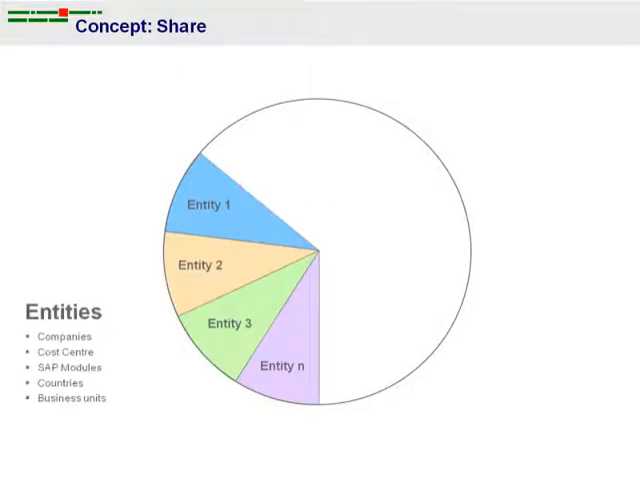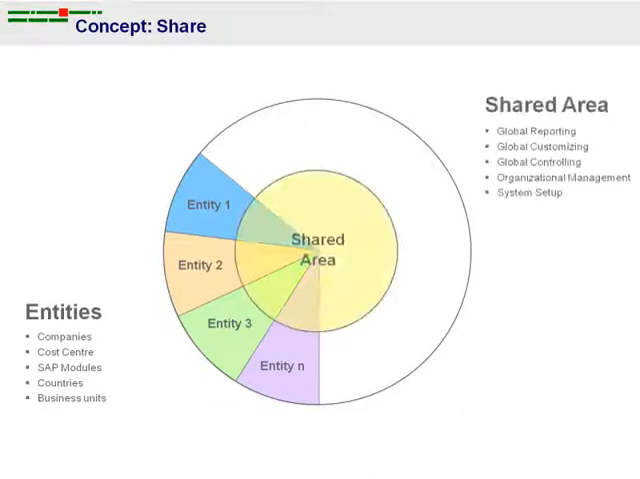You will have entities. These entities could be a company, a cost center, a module, a country, or any other logical unit coming out of your business. There will also be a shared area that is used by all entities. Global reporting, customizing, controlling, organizational management, and system setup are just a few processes that take place within your shared area. The main question is, how are you going to control this setup in your SAP system? That's where R&R comes in.